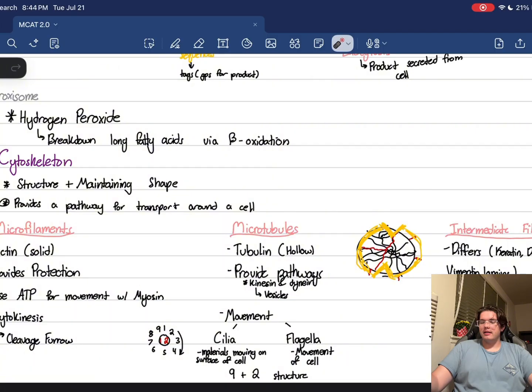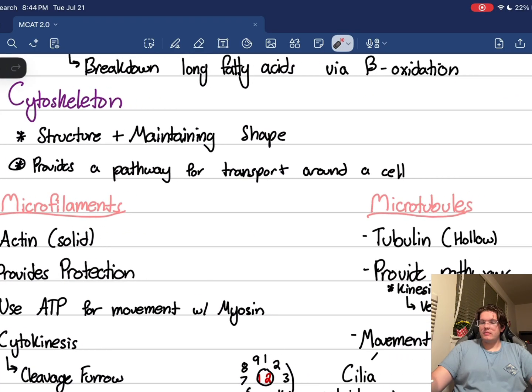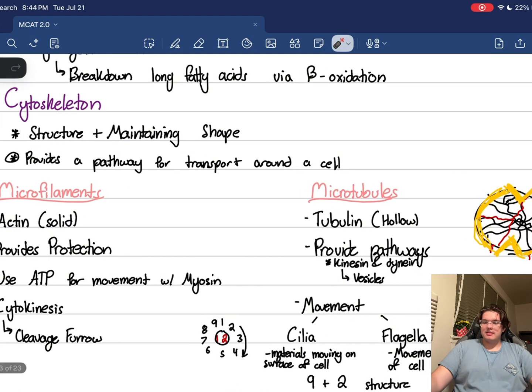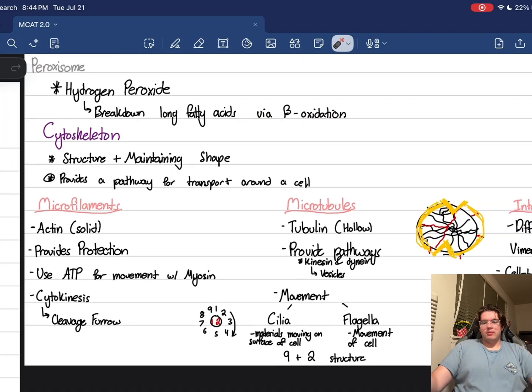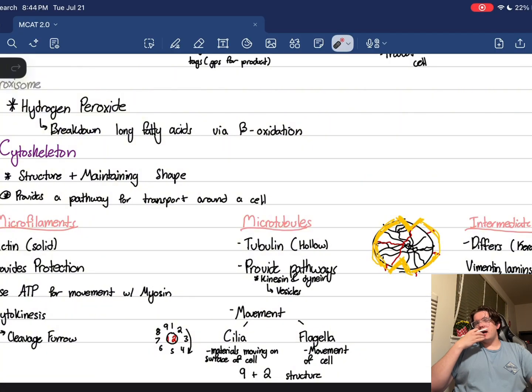It works exactly like our skeleton, mainly for structure and maintaining the shape of the cell, and for our case, our body. And another side piece, which is mainly for these microtubules, is providing a pathway to transport around a cell, and in the case of this flagella right here, moving the cell around different things, right? Main things we have are microfilaments, microtubules, and intermediate filaments, right? And I didn't really talk about it much here, but you can kind of think of these as different sizes, if that kind of makes sense in your head.